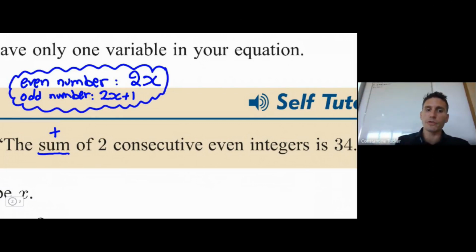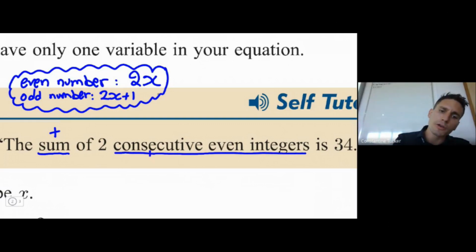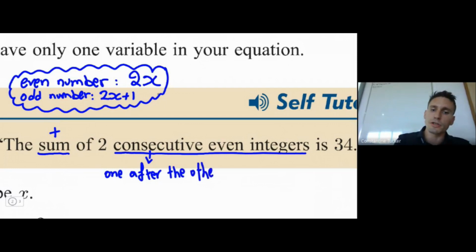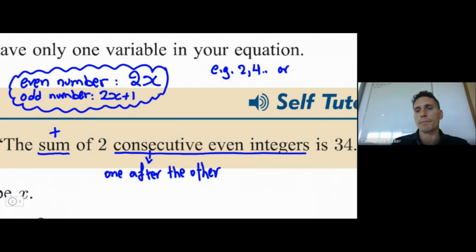But now we've got this business of 2 consecutive even integers. So what does consecutive mean? Consecutive means one after the other. So for example, when they say 2 consecutive even integers, it means, for example, 2, 4, or for example, 16 and 18. So notice that when you have 2 consecutive even numbers, the difference between them is 2. So if we add 2 to an even number, we get the next consecutive even number.